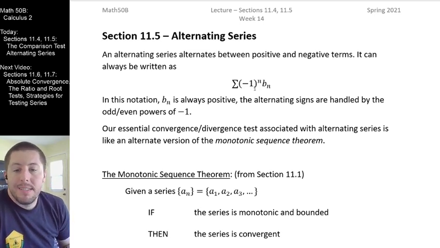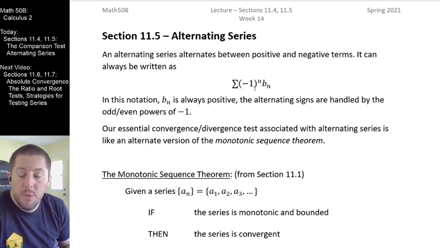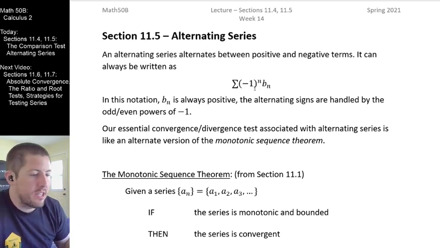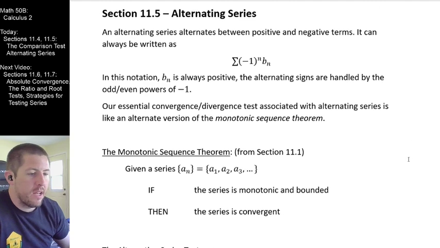So our essential convergence and divergence test associated with alternating series is very similar to the monotonic sequence theorem that we saw back in section 11.1. So let's go ahead and take a look.